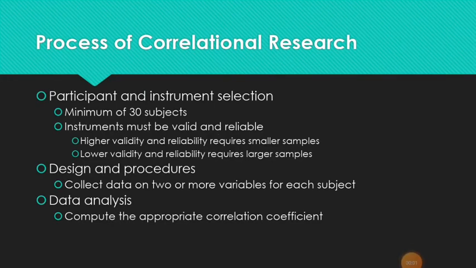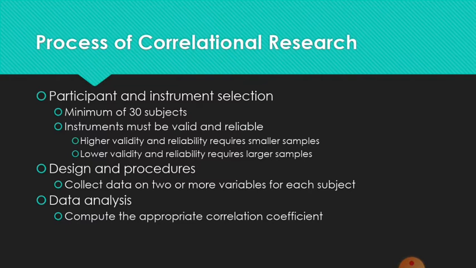Okay, next, participant and instrument selection. The sample for a correlational study is selected by using an acceptable sampling method, and 30 participants are generally considered to be a minimal acceptable size. There are, however, some factors that influence the size needed for the sample.